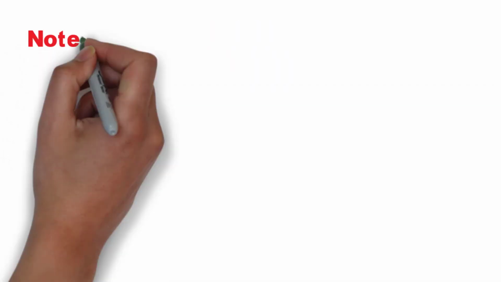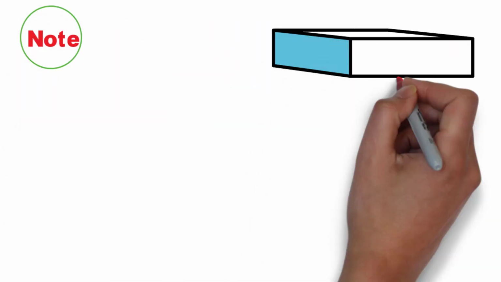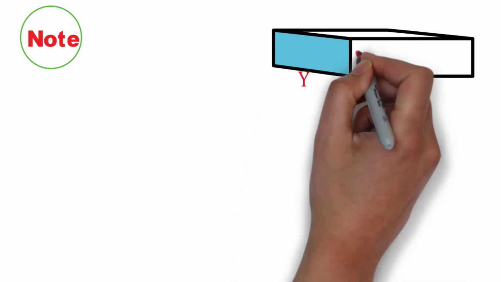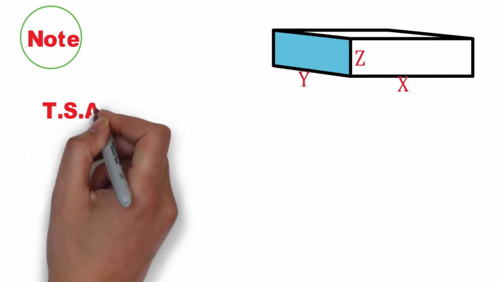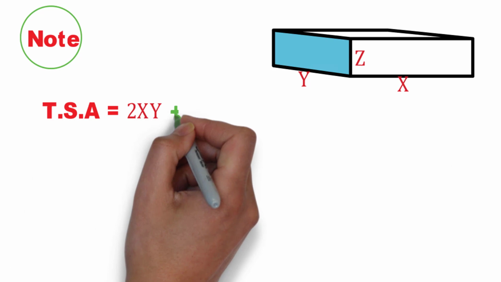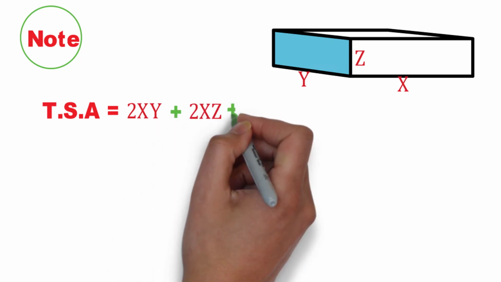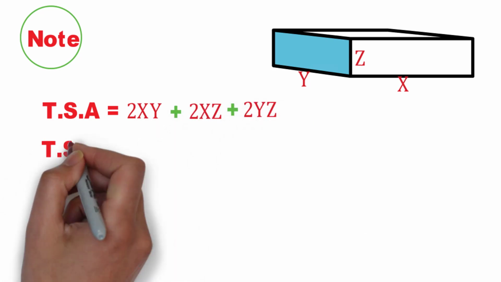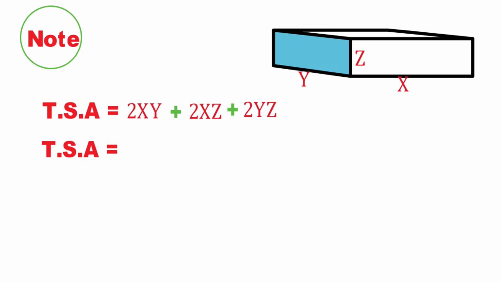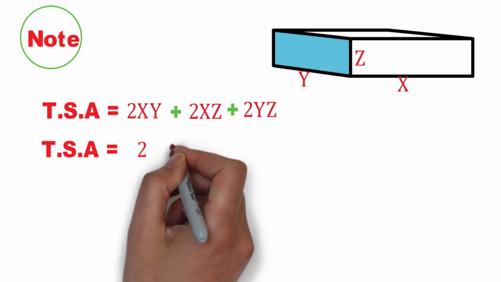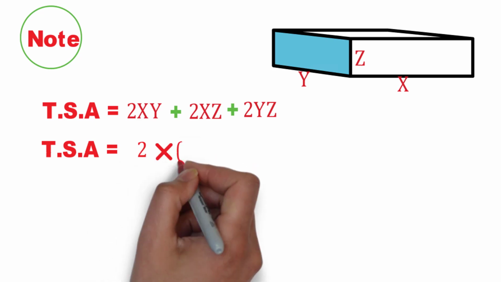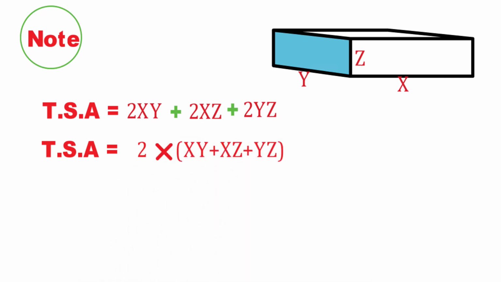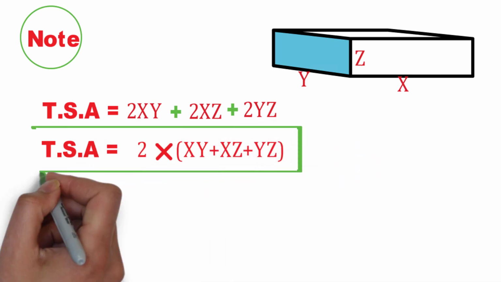Finally, we have a note. Suppose that we have a cuboid with dimensions x, y, and z. So we can write total surface area equals 2xy plus 2xz plus 2yz. Now we can note that we have a common factor, which is 2. Take 2 as a common factor, guys. Now total surface area equals double the expression xy plus xz plus yz.